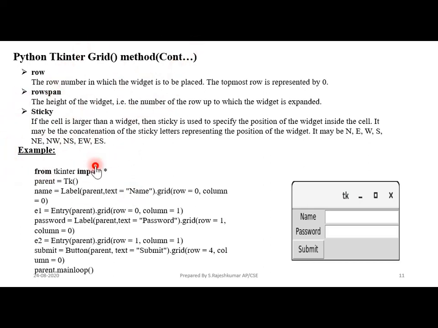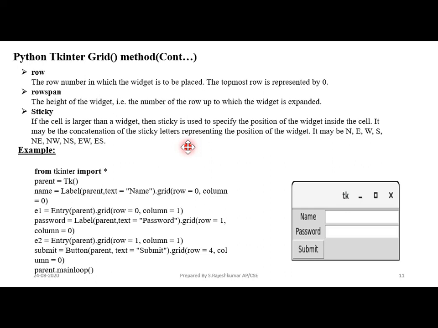When you are representing the cells in a table format, let us consider the case where the cell is larger than your widget. Then sticky can be used to specify the position of the widget inside the cell. It is a concatenation of sticky letters representing the position of the widget. For example, consider N, E, W, S. It can be represented as NE, or joined as NW, or NS, or ES, EW, and so on.